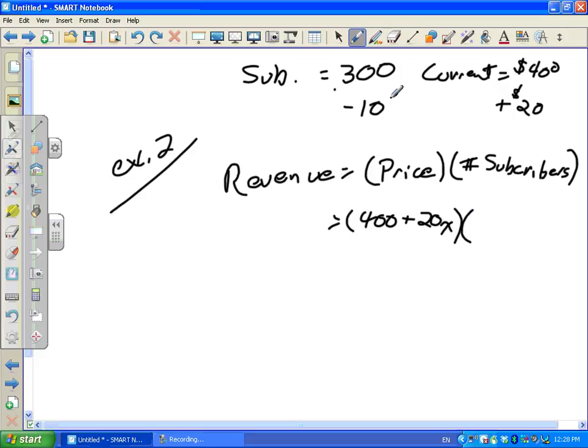We're going to do the same thing with subscribers. We start with our original amount, and we know we're going to lose 10 subscribers every time they increase the price. Well, that is also going to be our X. Every time they increase by 20, they lose 10. So those are both our X's. So we've created a new price formula and a new subscriber formula for our max revenue.